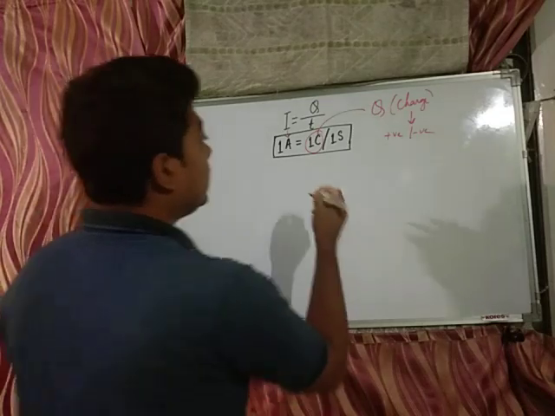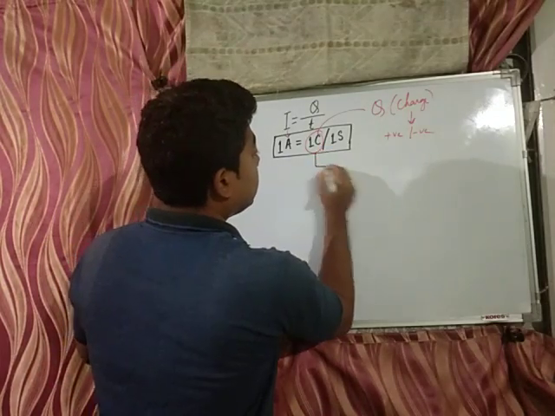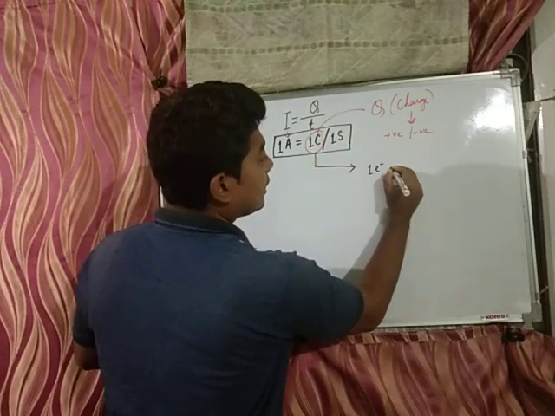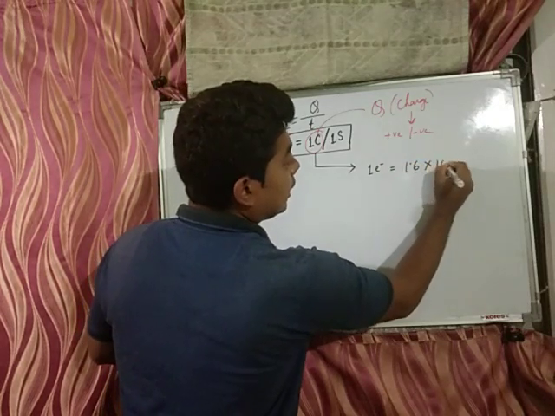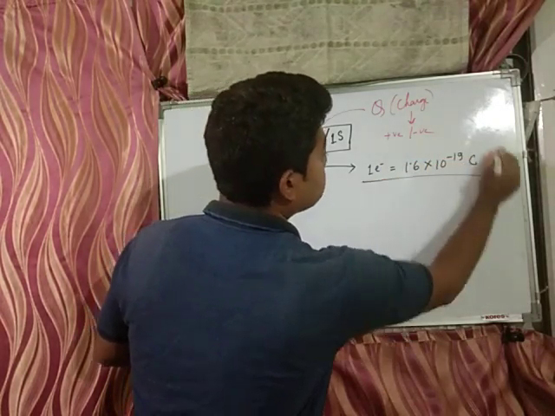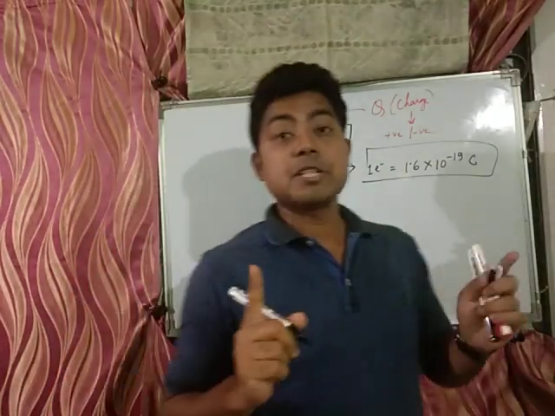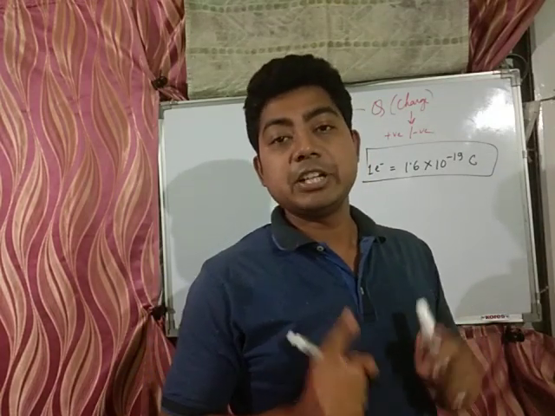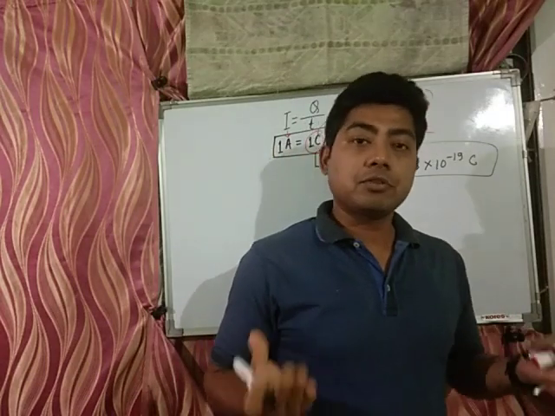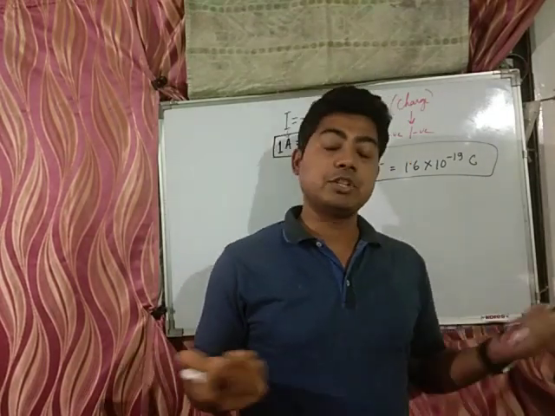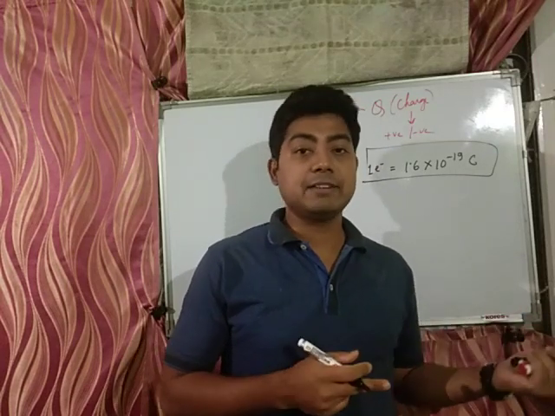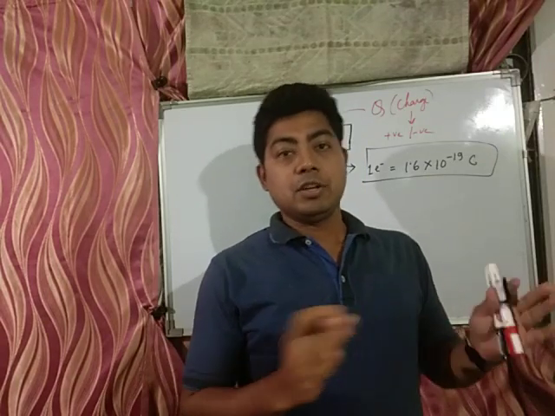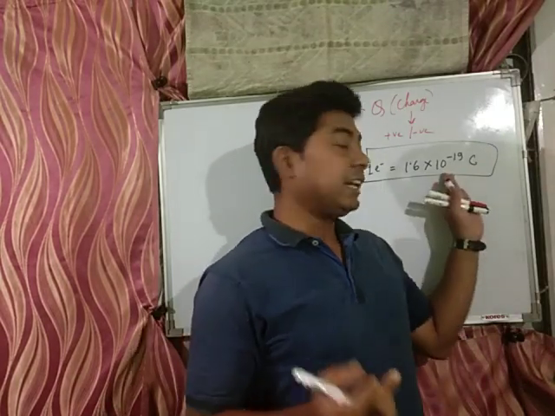And here the lowest charge of an electron is 1.6 into 10 to the power minus 19 coulomb. That is the lowest possible charge. One electron gives a charge of 1.6 into 10 to the power minus 19 coulomb. In case of protons also the magnitude is the same, 1.6 into 10 to the power minus 19. But in case of electron it is negatively charged, and in case of protons it is positively charged. Just positive and negative is different, but the magnitude is the same.